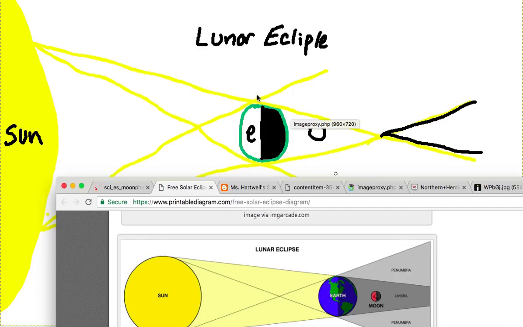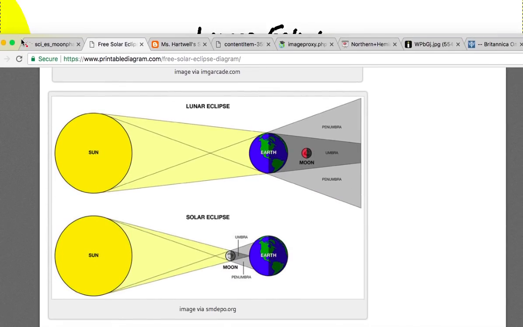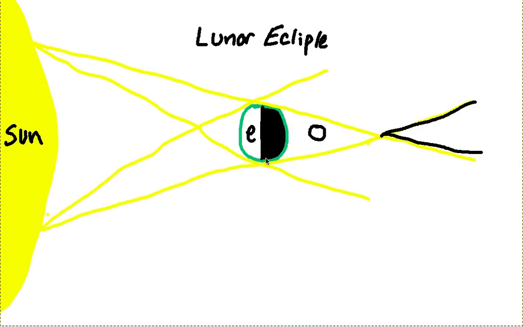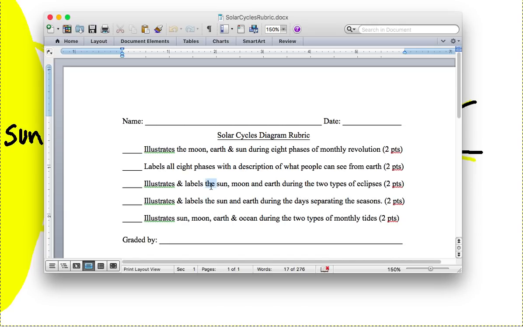The lunar eclipse is when the moon is in the Earth's shadow, and it happens a lot more frequently because the Earth casts a much larger shadow, but it does not happen every month. Keep that in mind. So this whole thing right here, this is the shadow, not this part right here. So excuse my drawing. Okay, so at this point, we are already 6 out of 10 of the way done through the diagram.